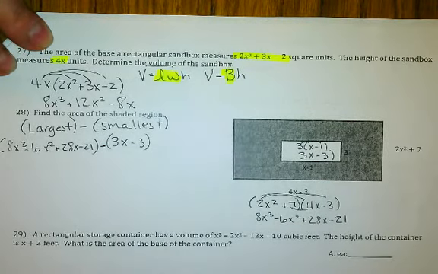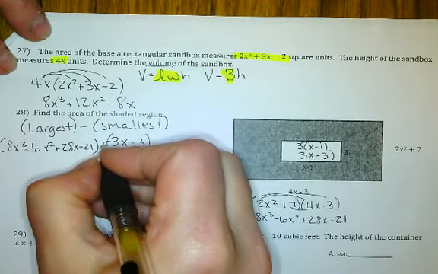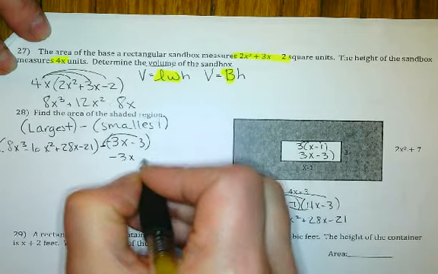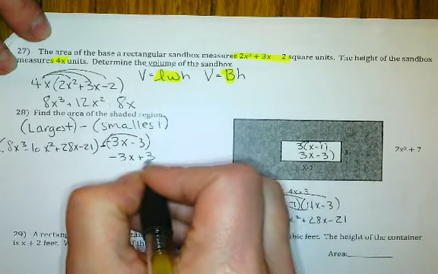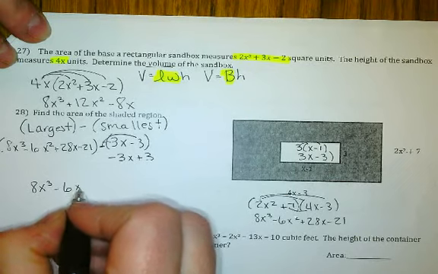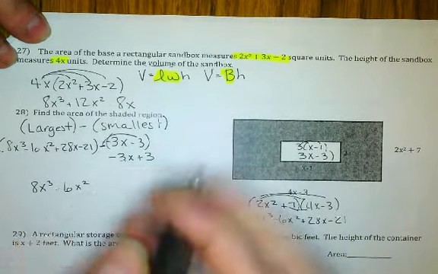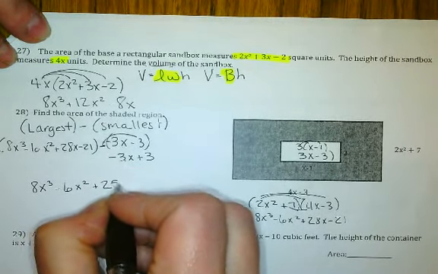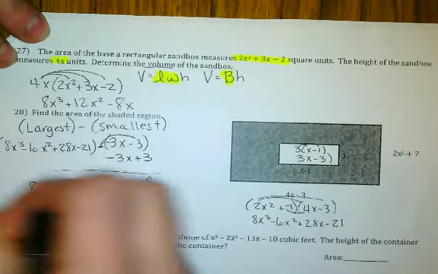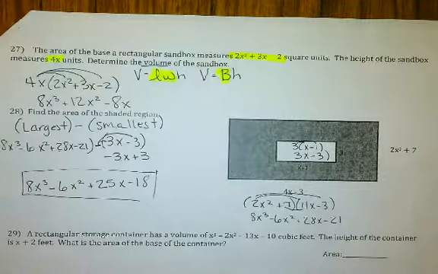This is where a lot of people are going to mess up. Because I'm subtracting this, I have to distribute that negative, and that positive 3x becomes a negative, and the negative 3 becomes a positive. So then at this point, I'm just going to start combining what's alike. Nothing else has 8x cubed or a squared. If I combine those, I get 25. And then if I combine those, I get negative 18. So that's my area.